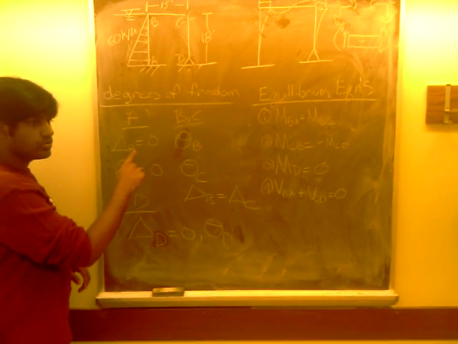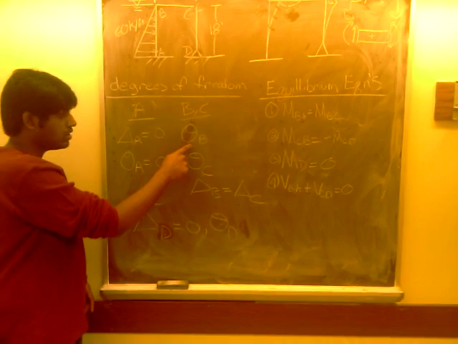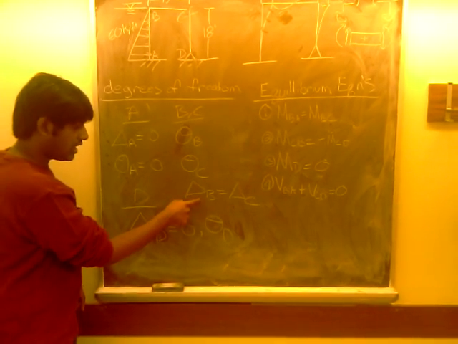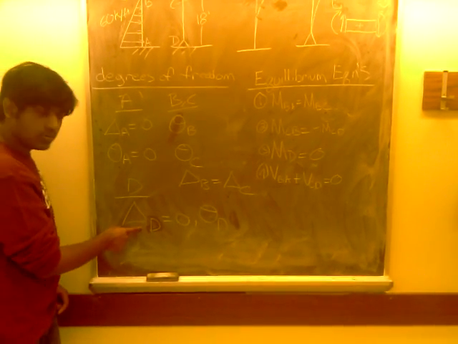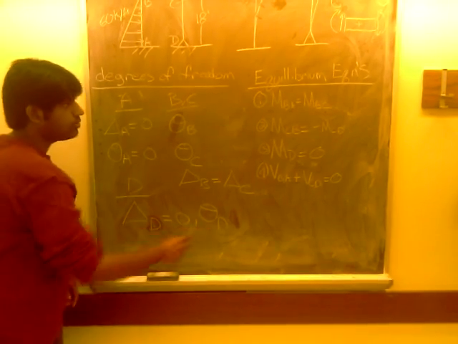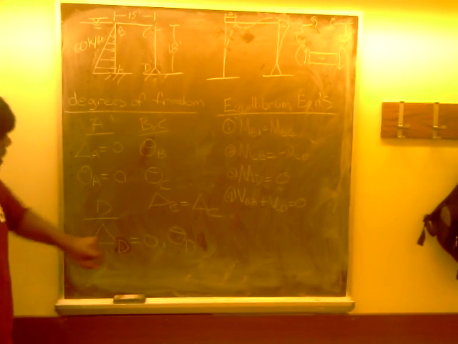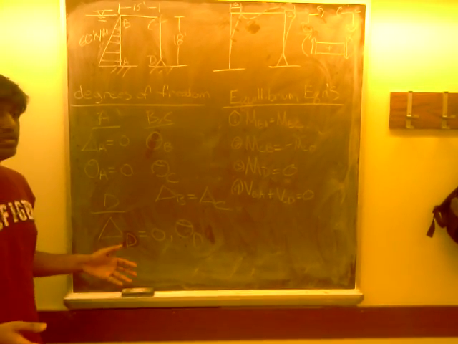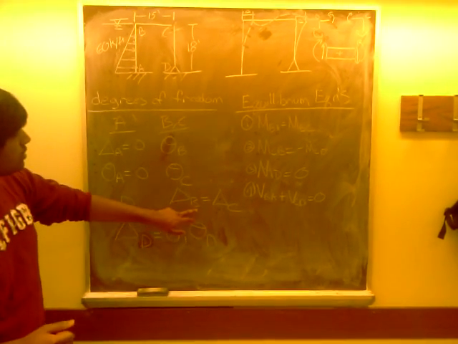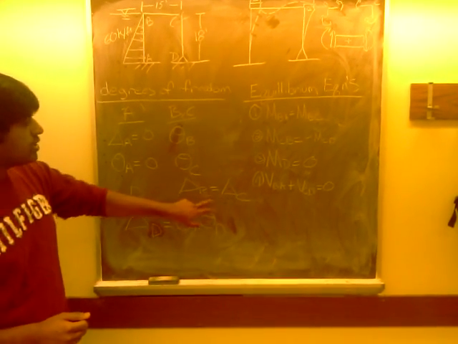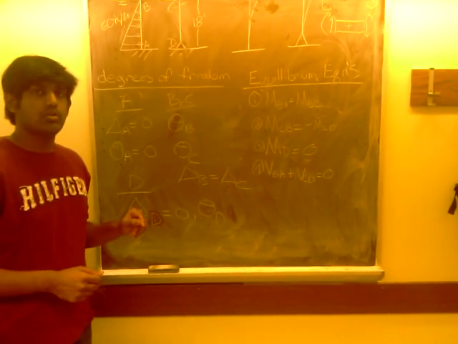Again, going through each point: delta A equals 0, theta A equals 0, we have an unknown theta B, an unknown theta C, and unknown delta B and delta C, but they're equal to each other. At point D, we have delta D equal to 0 and theta D unknown. So we have a total of 5 unknowns here. We need 5 equations to solve for them and come up with all the shears and moments. Our first equation is delta B equals delta C, so we need 4 more equations to solve for the other 4 unknowns.